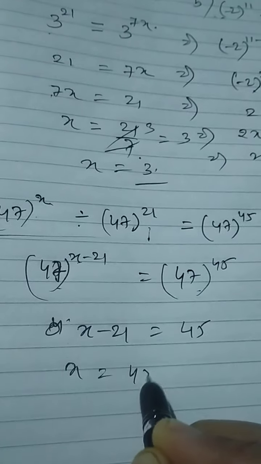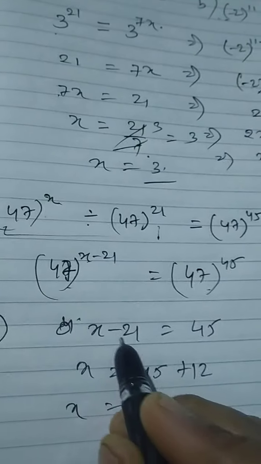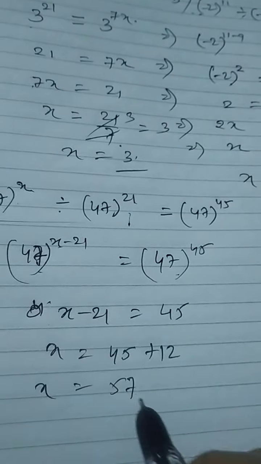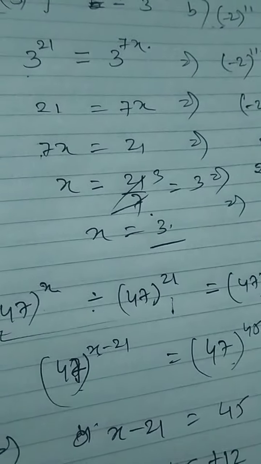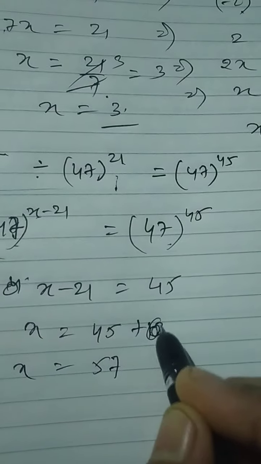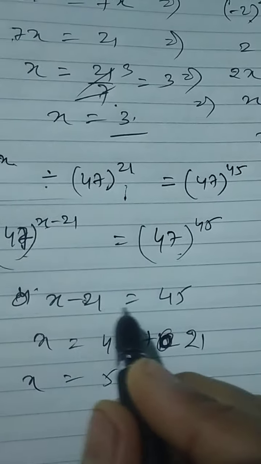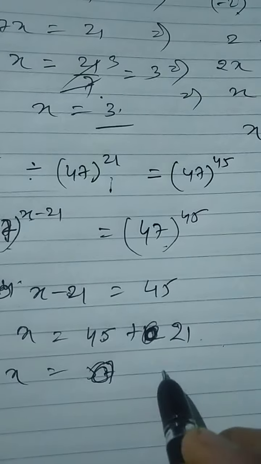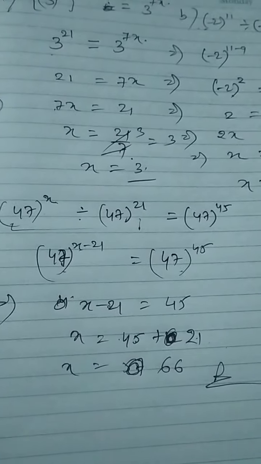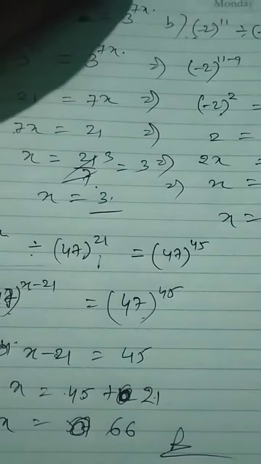You have to find out the value of x. So this minus 21 will shift this side, then its sign will get changed. Minus will become plus. 5 plus 2, 7 and 5, 7. X value we have got how much? No, here I have written 12 by mistake, it will be 21 plus 45. This is 21, no? Now 5 plus 1, 6. 4 plus 2, 6. X value will be 66. Got it?